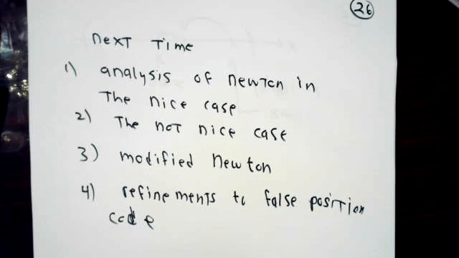Since this is getting a little bit long, I'm going to stop here. Next time, we're going to do a generic analysis of Newton's method, not just to find square root of 2 though. That's been our example. We're going to look at the nice case first, the not so nice case. We'll look at a modification of Newton's method that can at least partially fix the not nice case. And we'll look at some Fortran. We'll look at some refinements to the false position code. So if you haven't put that in your computer yet, be sure to do so. We'll talk again another time.